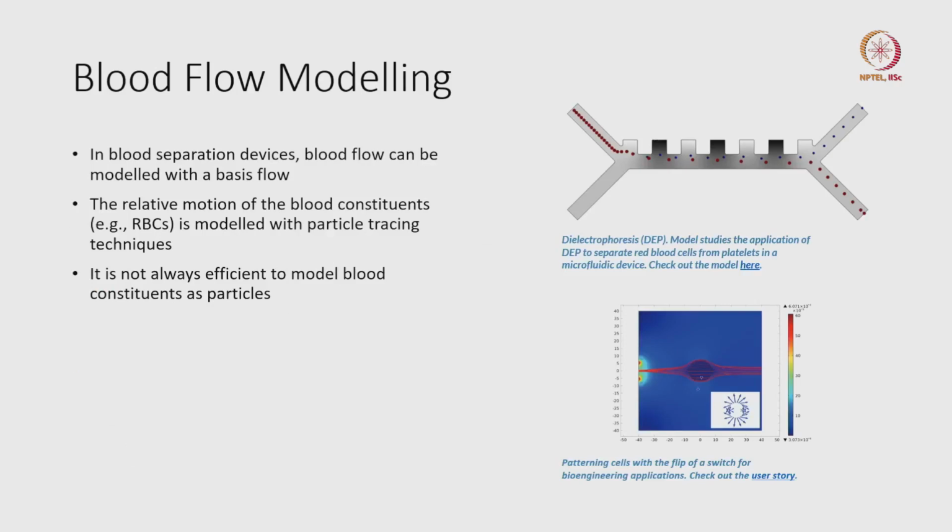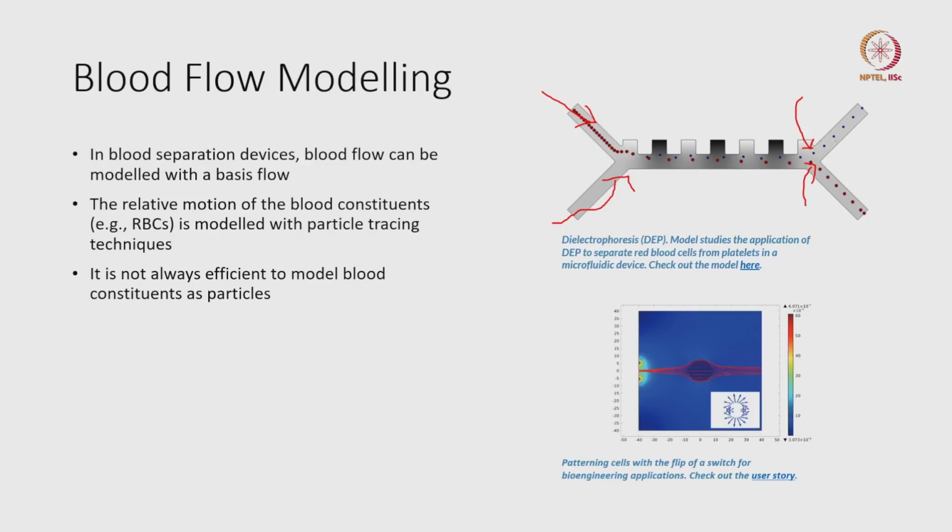In COMSOL, you can actually couple the flow of the fluid. For example, it could be the flow of the plasma. And in addition to the flow of the plasma, you have particles that you see over here. If you see over here, there are two particles, one is red in color and another is blue in color. Both of these are two different particles. The red color is the red blood cells, and the blue color is the platelets.